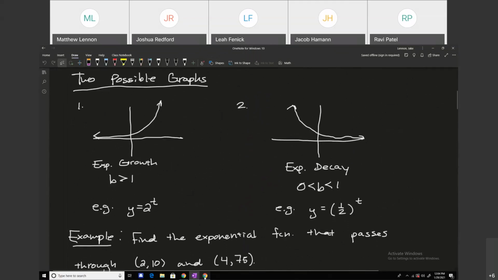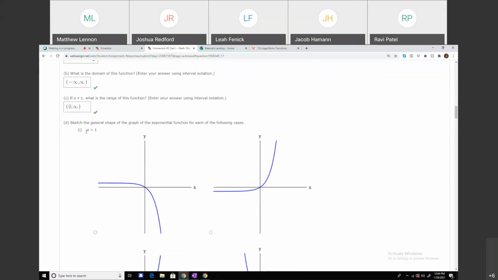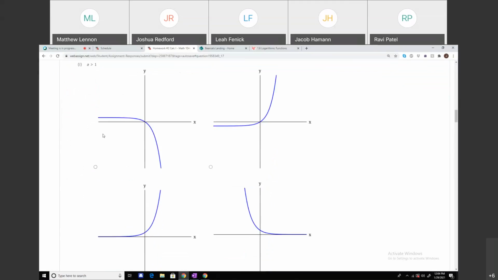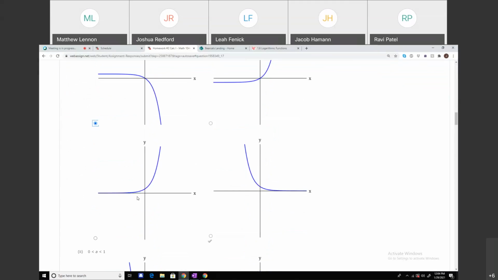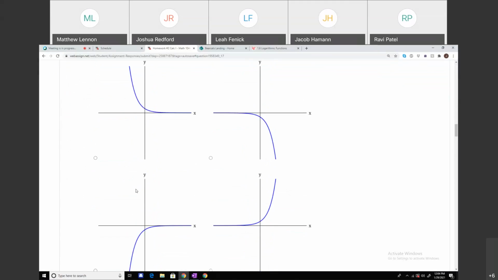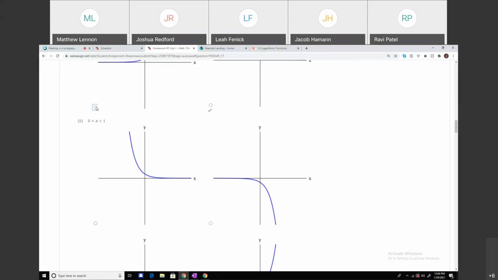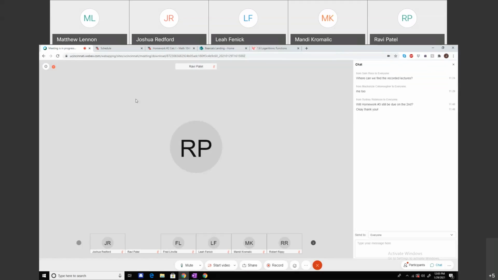So if you go back, it says if they're using A instead of B here. If A is bigger than 1, it should look like this one. Part C right here, right? Because it's growth. And if it's between 0 and 1, it should be decaying. So it looks like this one. So it's just 2 pictures from the notes. Thank you. Any other questions? Okay, I'll go ahead and stop the recording then.